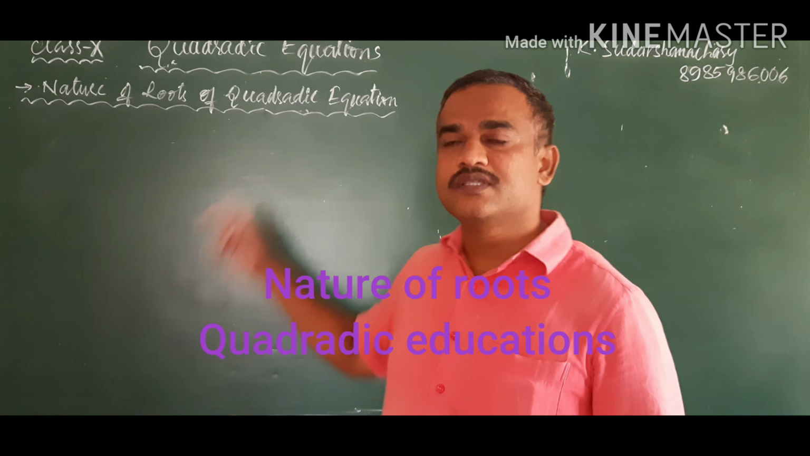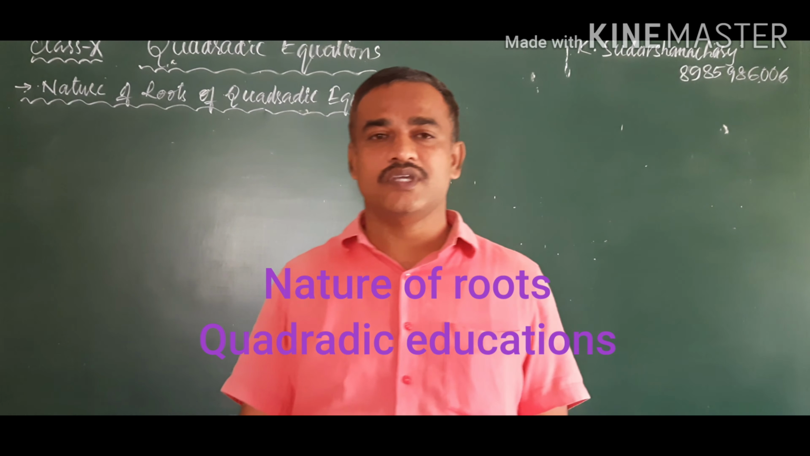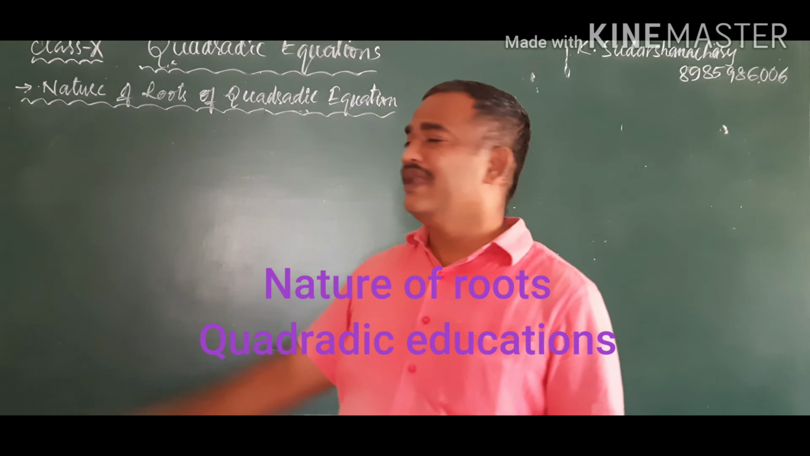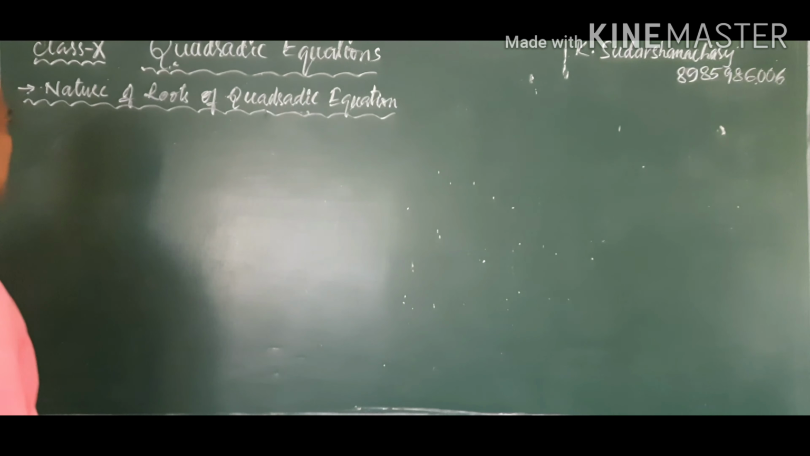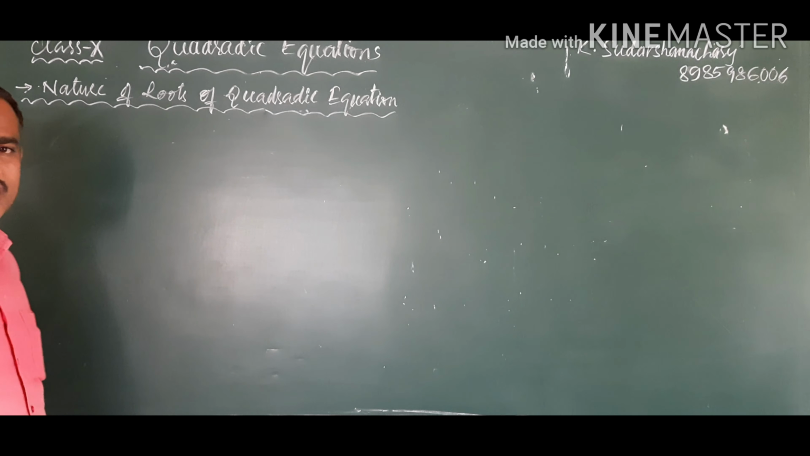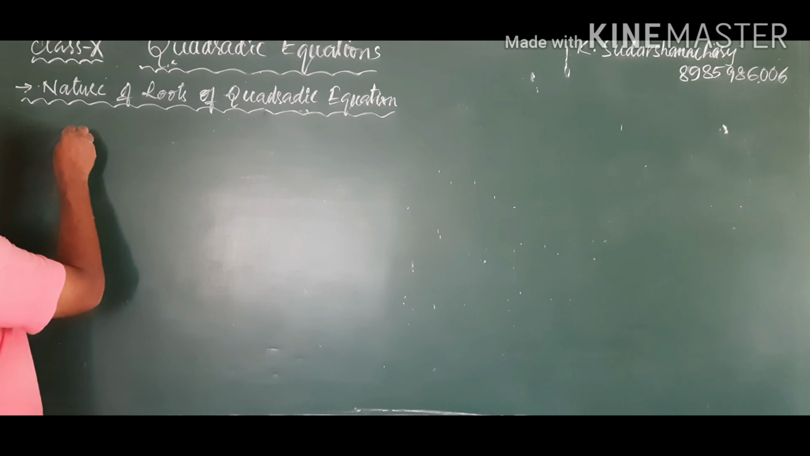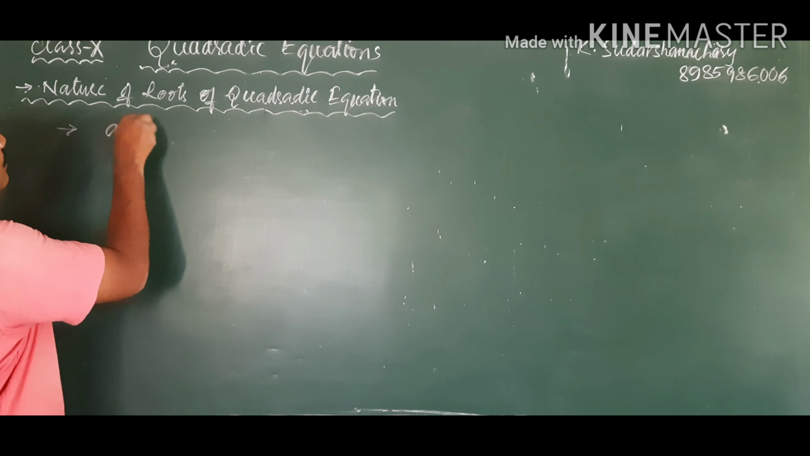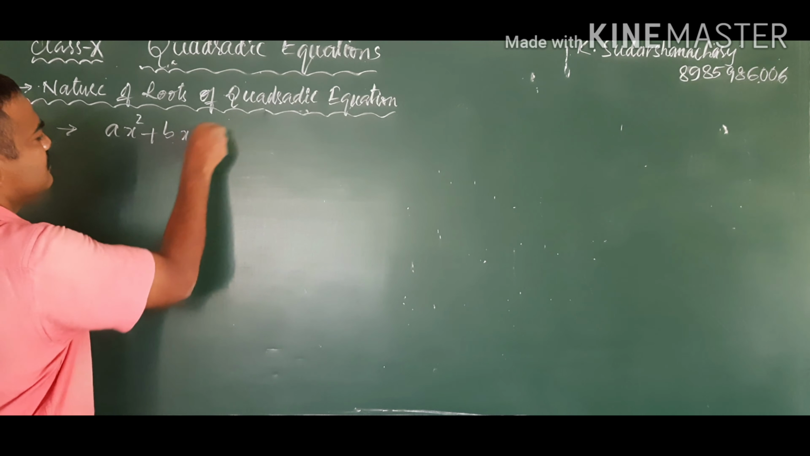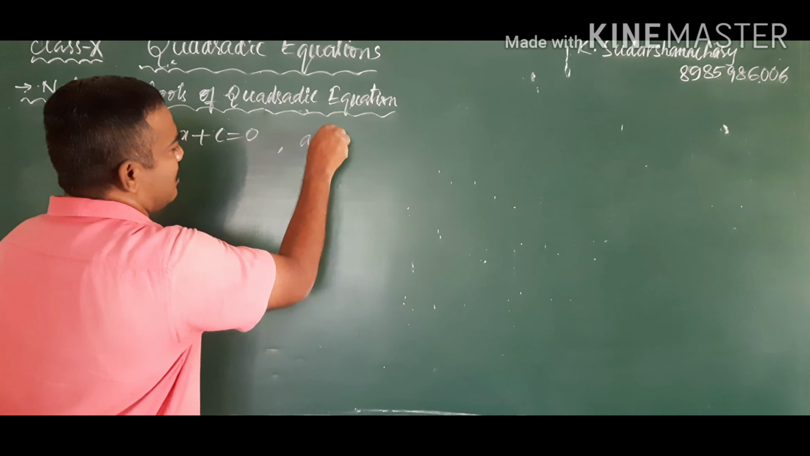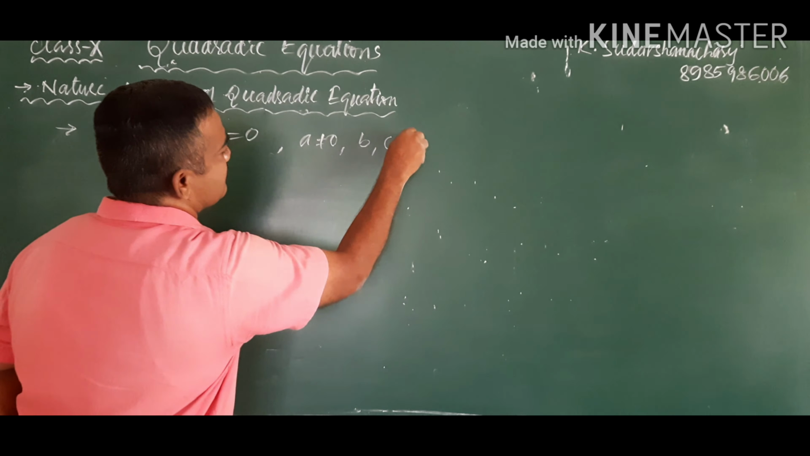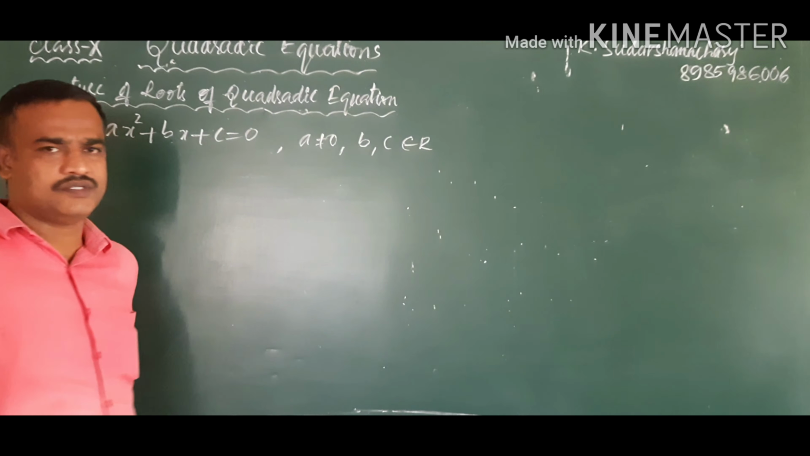Today we are going to discuss quadratic equations, in that, the nature of roots of a quadratic equation. First, the standard form of a quadratic equation we know very well: ax² + bx + c = 0, where a is not equal to 0, and b, c belong to real numbers.